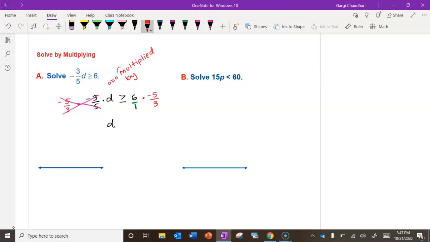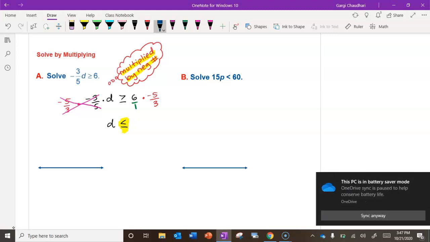And this is very important. We multiplied by a negative number. And remember what happens when we multiply by a negative number. We have to switch the direction of the inequality. Okay? So make sure you remember that. Anytime you multiply or divide by a negative number, switch the inequality. And then we're going to just simplify out the right-hand side. So 6 times negative 5 divided by 3 is going to give me negative 10.